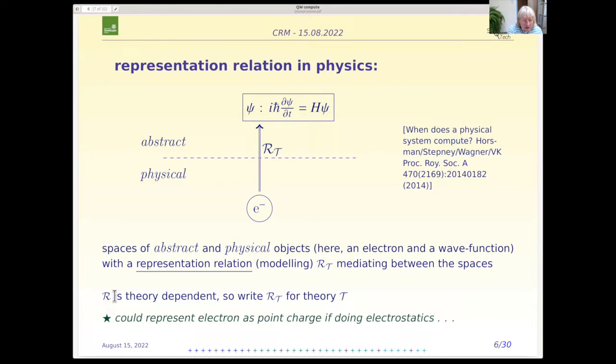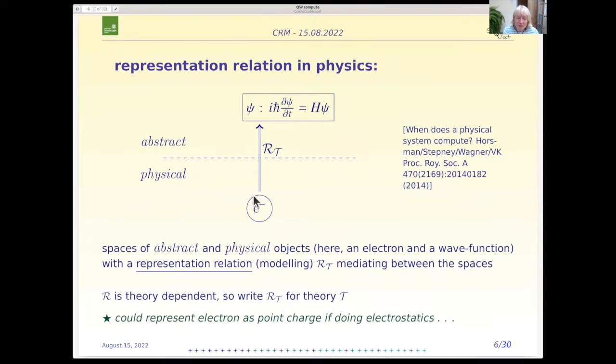So the first thing to note, R is theory dependent. So this representation relation, there's more than one way to represent an electron. If we're doing electrostatics, we can just represent our electron as a point charge. And that's all we need in order to do all our electrostatics calculation.